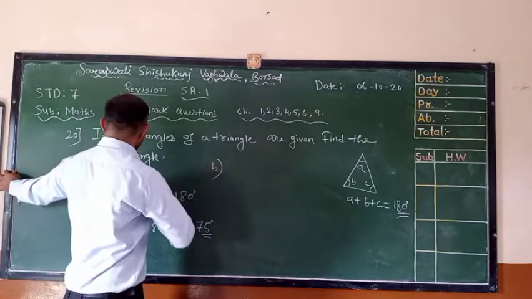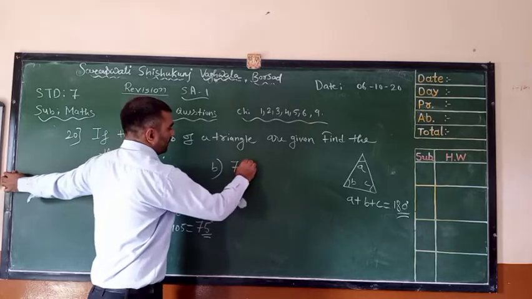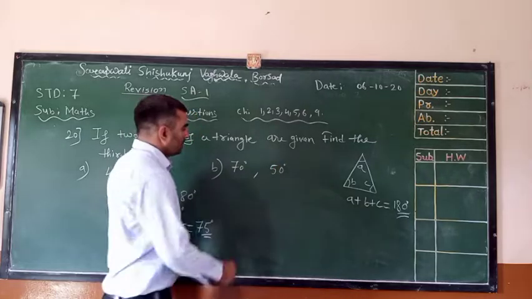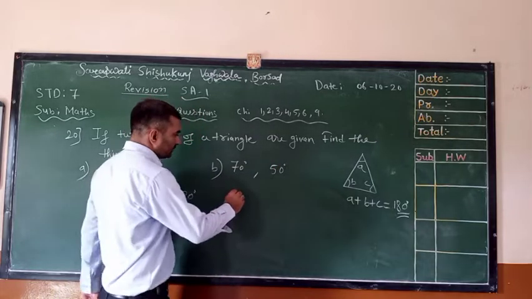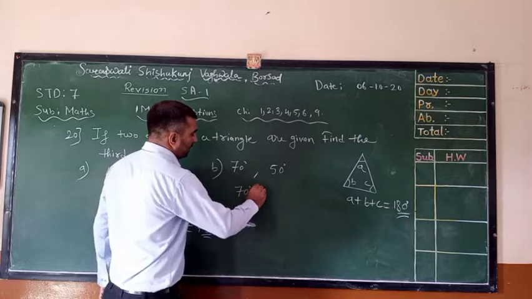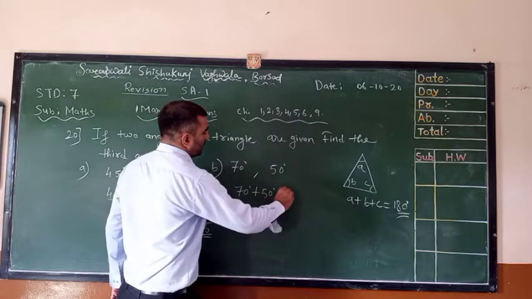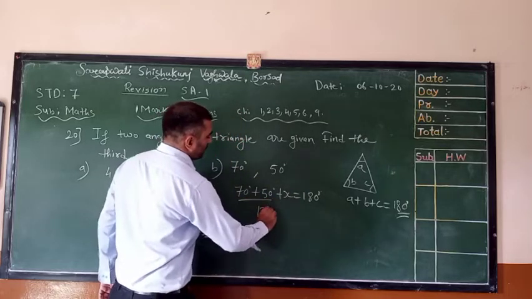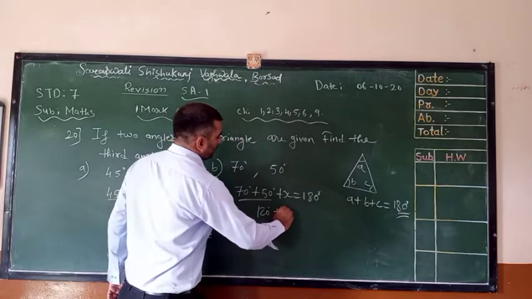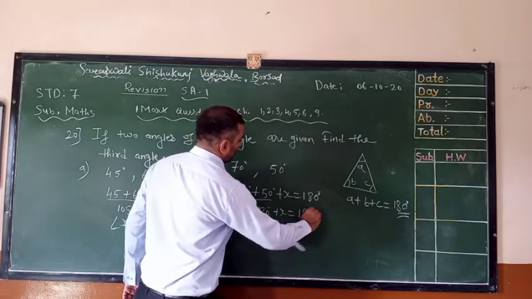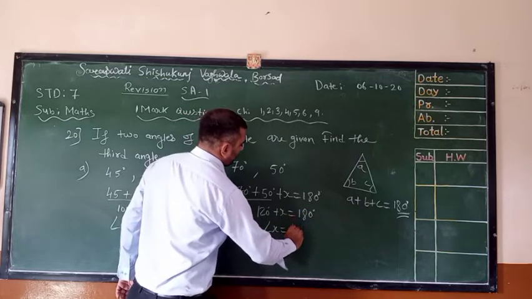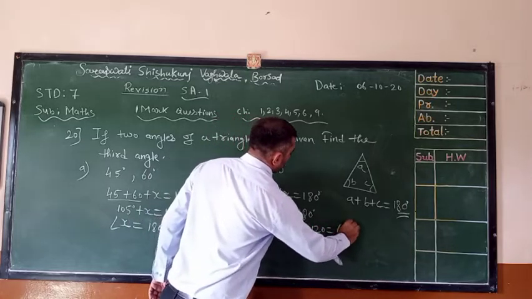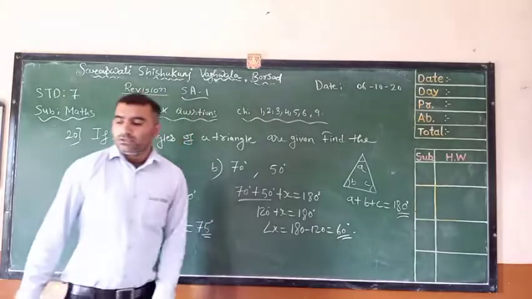Now in the same way, suppose 70 degrees and 50 degrees, two angles, are given. So the third angle will be x, and 70 degrees plus 50 degrees plus x is equal to 180 degrees. If you add these two, you will get 120 degrees plus x is equal to 180 degrees. Angle x is equal to 180 minus 120, that is equal to 60 degrees.